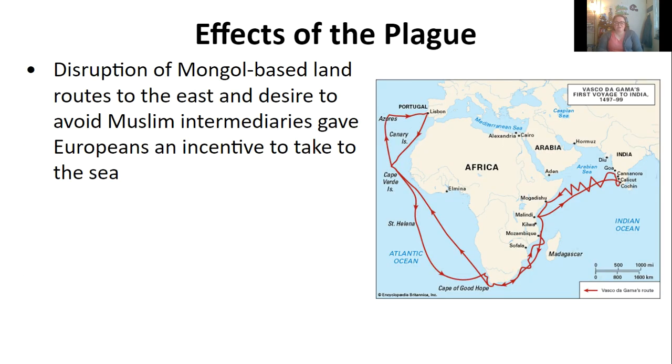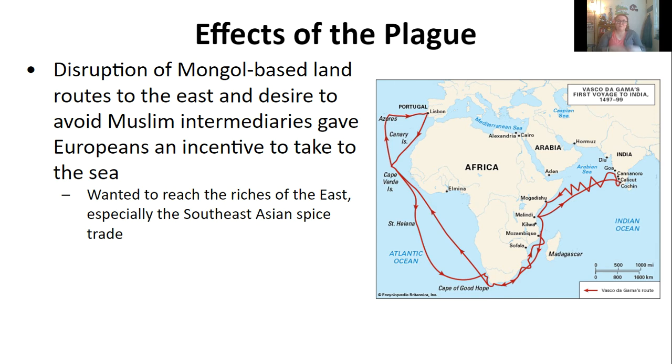You also saw this disruption of Mongol-based land routes to the east, and you also had a desire to avoid Muslim intermediaries. So as a result, this is what pushed Europe to seek a sea route to trade with India into the spice market. They wanted to still reach the riches of the East into the spice market, but they didn't want to deal with the Mongols, who were terrible.